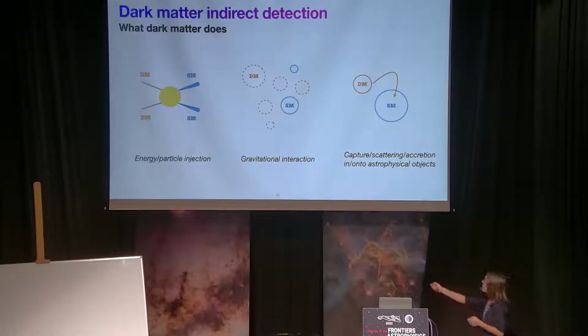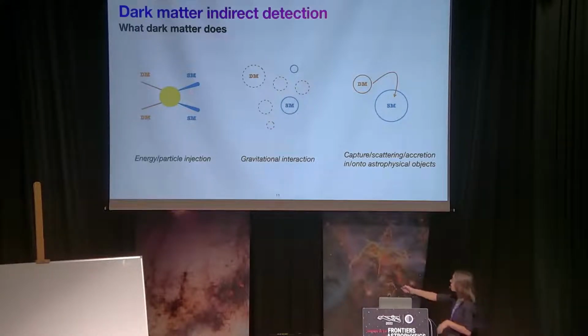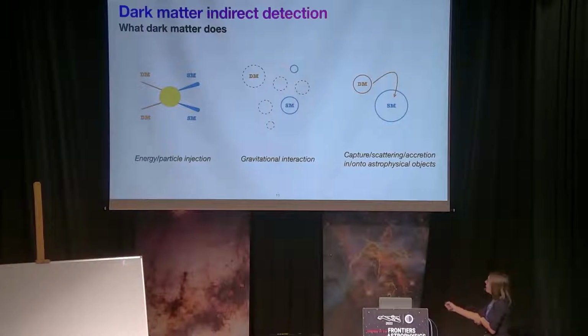So the more standard indirect detection that most of you may have heard of is based on the fact that dark matter can self-annihilate or decay, either today in galaxies or in the past, injecting energy and particles in the environments. And those energy and particles will have an effect on the environment where they are injected into. You can also exploit gravitational interactions, if your candidate, for example, only interacts gravitationally.